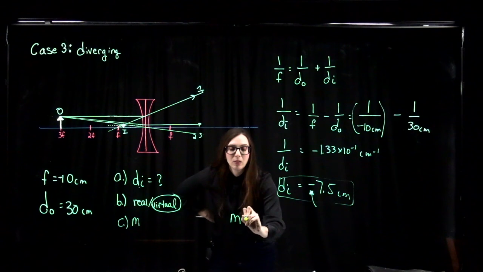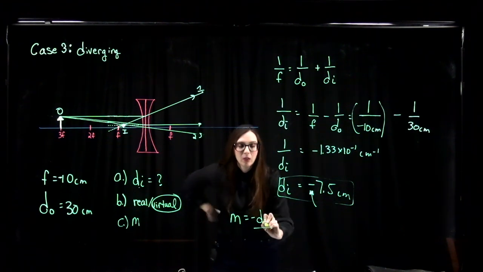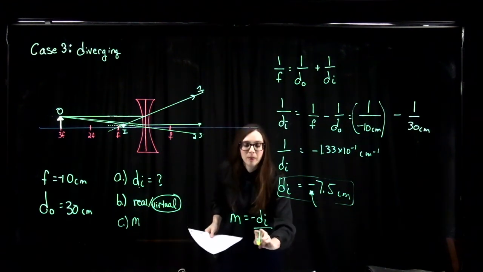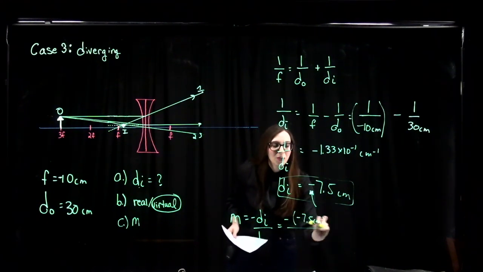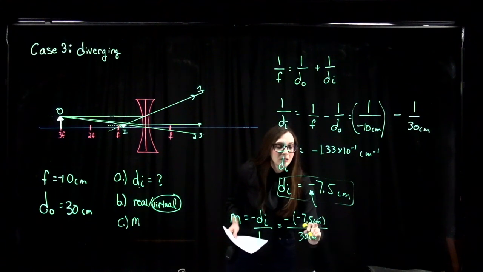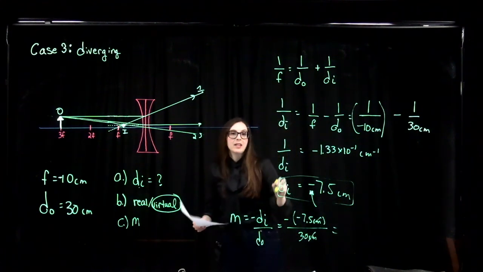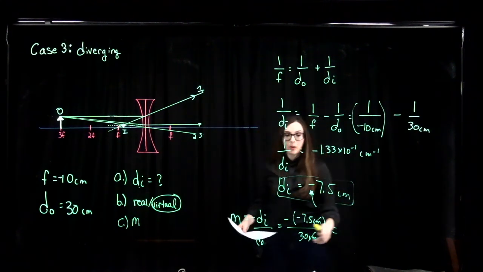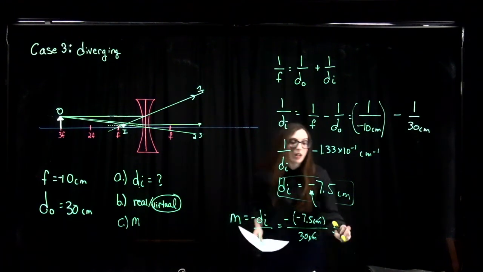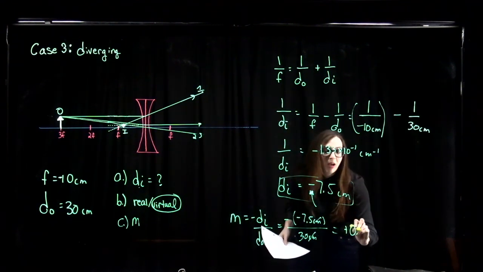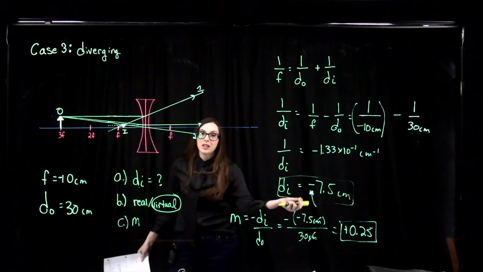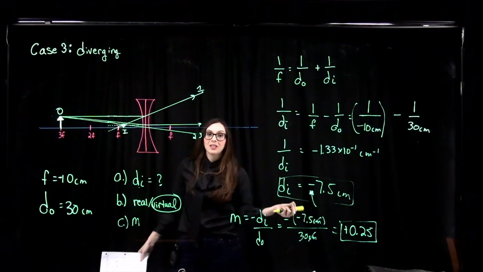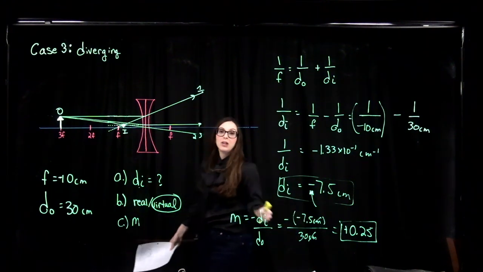So magnification equals minus di over do. So it's going to be minus negative 7.5 centimeters over 30 centimeters. The centimeters cancel. So we've got a minus times a negative, that gives us a positive value. We've got 7.5 divided by 30. So this gives us a magnification of positive 0.25. So the positive means that it's upright. The 0.25, well, that means that it's a quarter or a fourth the size. The image is a fourth the size of the original object.